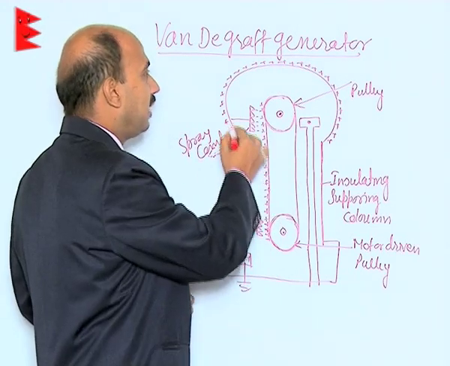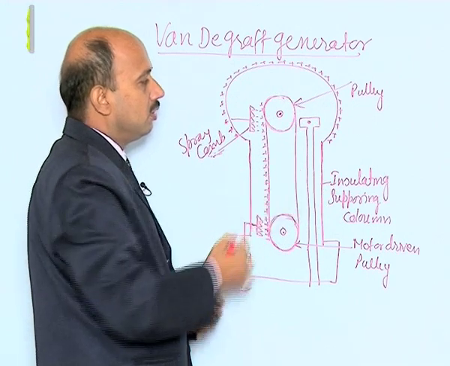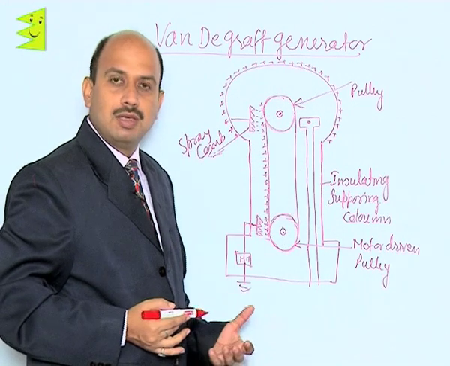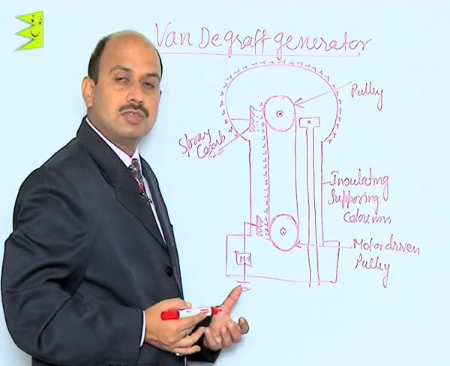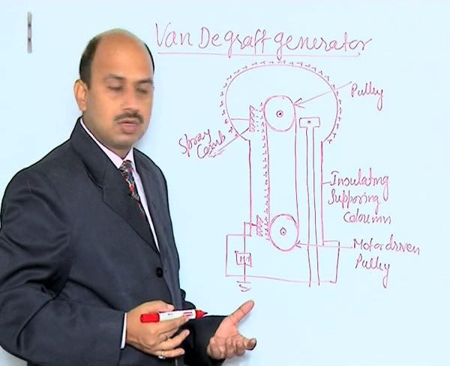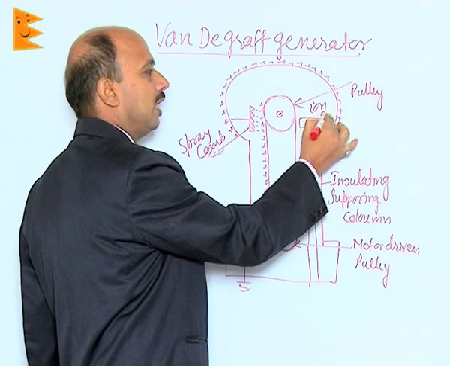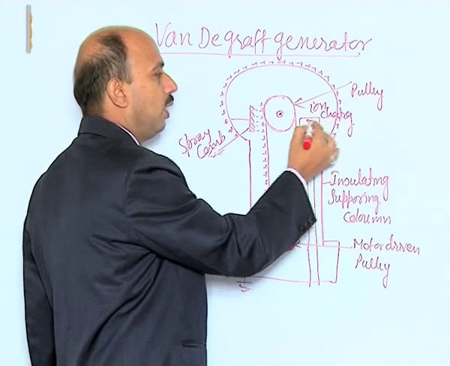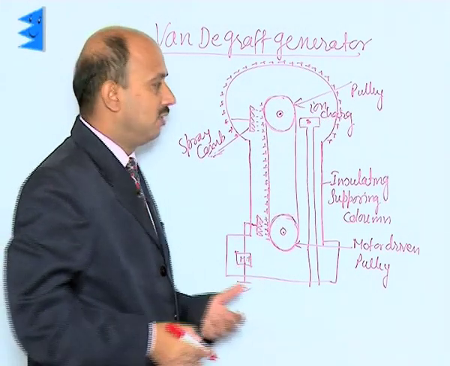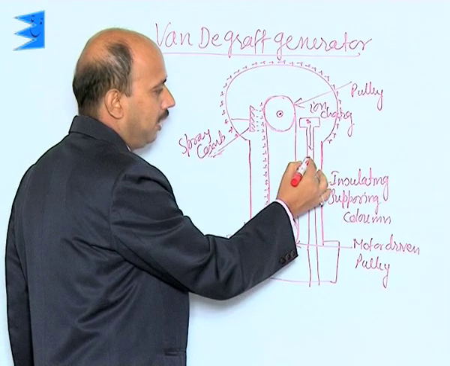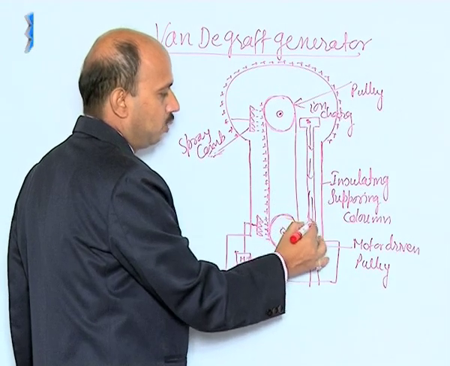When positive charges are collected over here, the potential keeps on increasing and we can develop a potential up to a few million volts. Now, if you keep any ion or any charged particle over here, under the high potential it can be accelerated and made to strike any target.